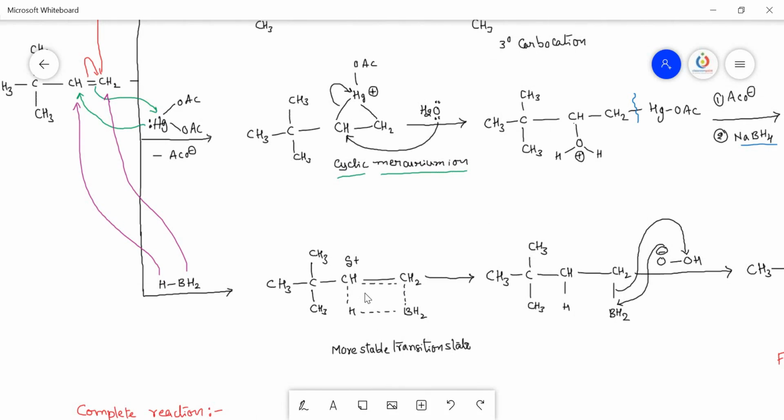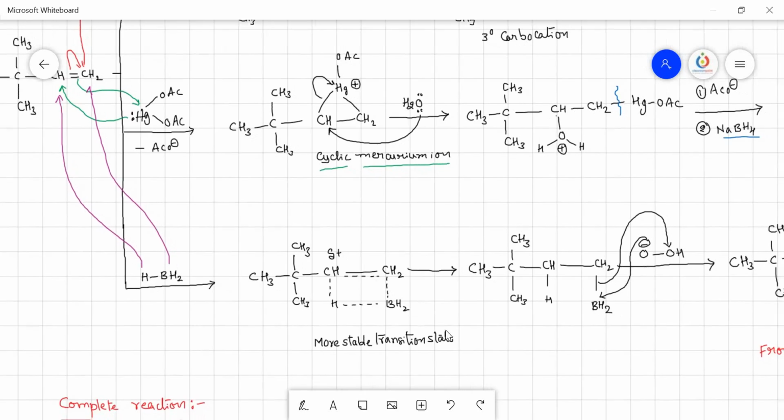So it forms a transition state. This is the most stable transition state. You cannot add BH2 over here and hydrogen here. If you add BH2 over here, this particular carbon gets the partial positive charge, that is the primary carbocation like transition state, which is unstable. This is secondary carbocation like transition state, which is more stable.